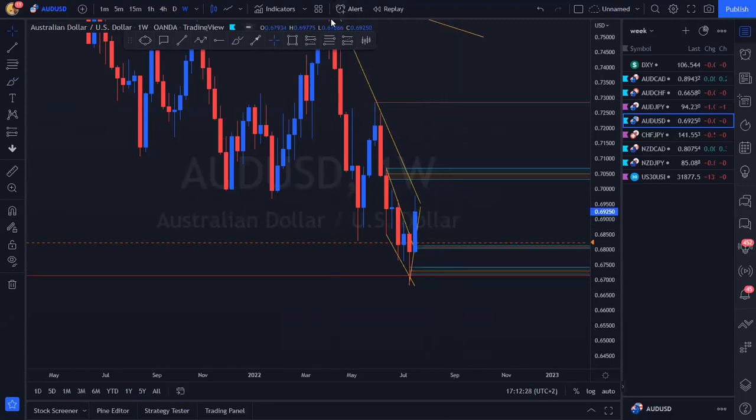So basically looking at stuff here from a weekly, we have this previous level of structure that we've broken below. We've broken and closed back above nicely from a weekly.